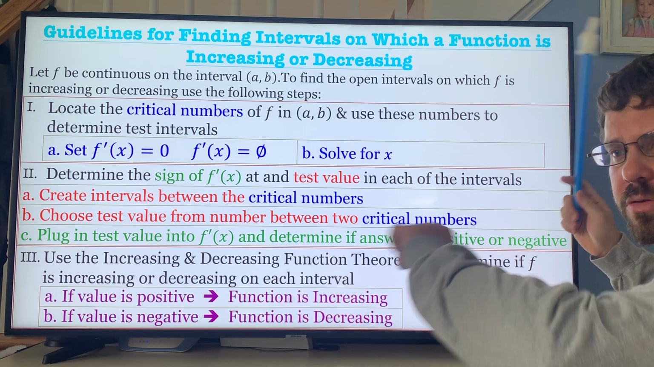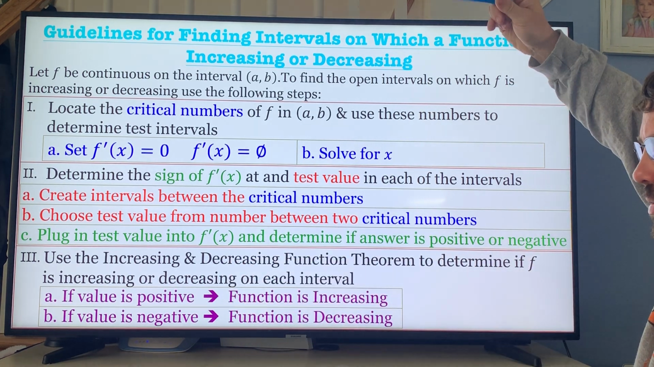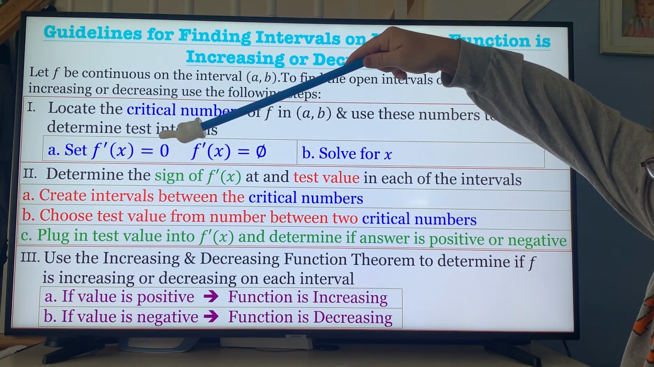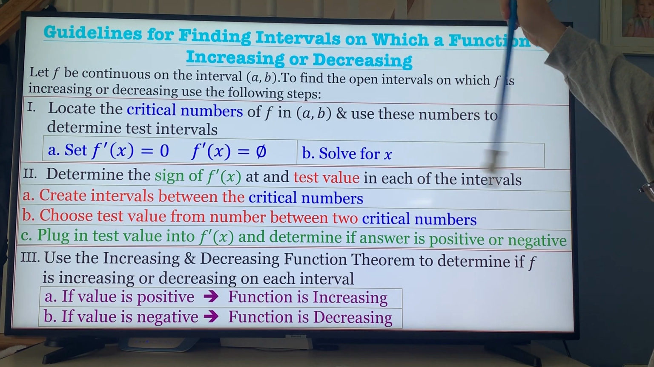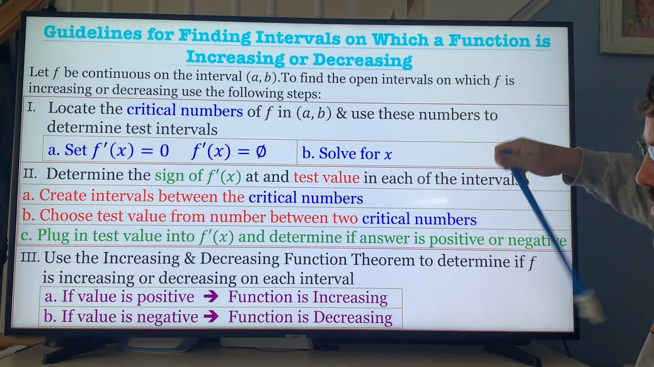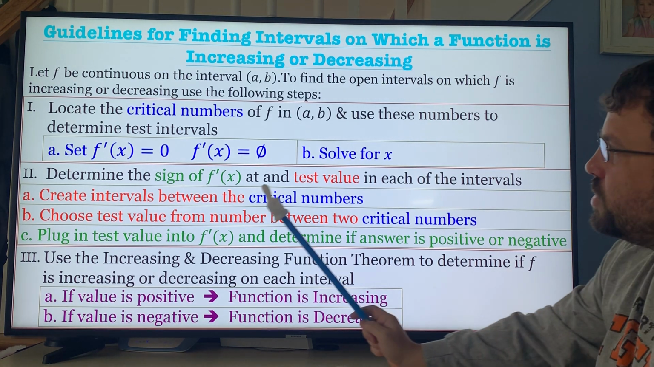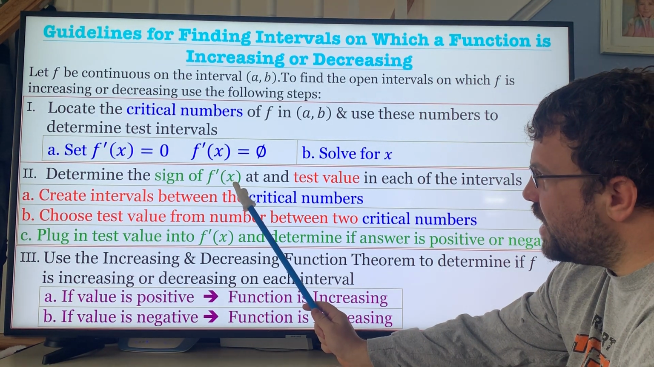Then you solve for x. Then you set up your table. In the table you find your intervals: negative infinity to whatever your critical number is, that critical number to the next one, to the next one, to the next one, to positive infinity. All right? Now, what you're going to do after that is find the sign and the test value of the intervals.